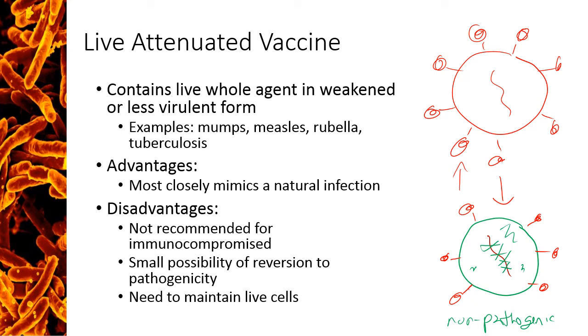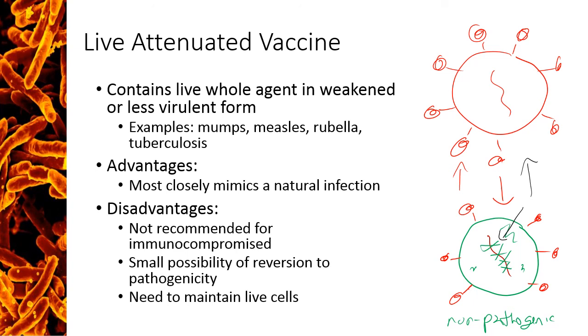The disadvantages to this is that because it is actually a replicating microbe, you typically can't use these in immunocompromised individuals because their immune system isn't as strong, and so that replicating microbe could become a pathogen in those small populations. There's also a very small possibility of reversion back to the pathogenic version. So if you didn't have enough mutations here in the genome, you can sometimes get what's called reversion mutations, where they mutate back and it becomes pathogenic.